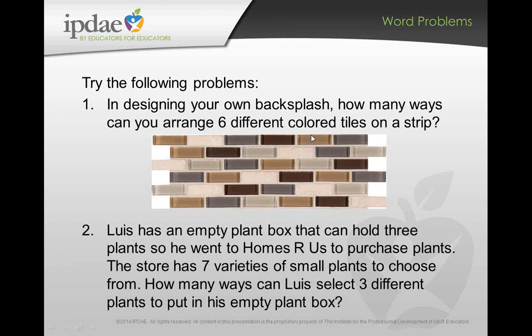So if you're arranging six different colors in a strip, and you're trying to find out how many ways you can rearrange those tiles, then the order in which you arrange them is very important. So we know that this is a permutation. Let's do that on the calculator and solve that real quick.